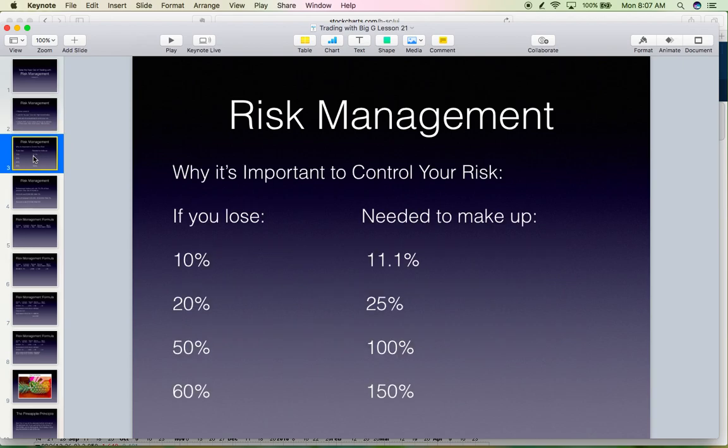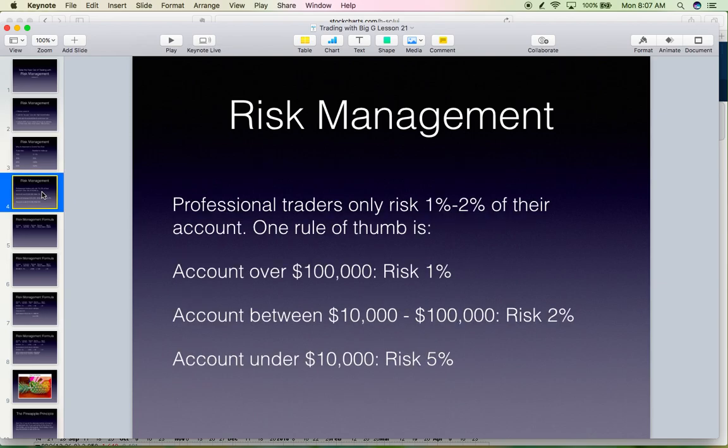We talked about why it's important to control your risk, because the more you lose, the more you have to make up to get back to break even. We talked about a rule of thumb and how much to risk based on your account. This is how much you risk per trade. And again, the real key here is you risk what you're comfortable with. Risk a small amount, risk whatever you're comfortable with. If you don't like the percentage and don't like what that number looks like, risk what you want to risk. But keep it small and keep it manageable.